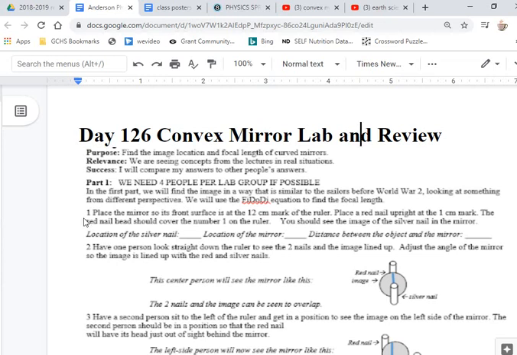Step number 1. Place the mirror so that the front surface is at the 12 centimeter mark of the ruler. Place a red nail upright at the 1 centimeter mark. The red nail head should cover the number 1 on the ruler. You should see the image of the silver nail in the mirror.